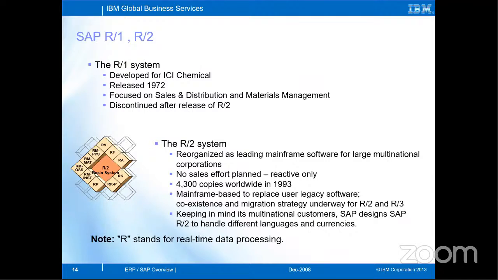When they began, it was more towards the modules called sales and distribution and materials management, because it was for a chemical company, where they wanted to manage the materials and also sell something. And that was the single tier architecture. That's why it was called R1.